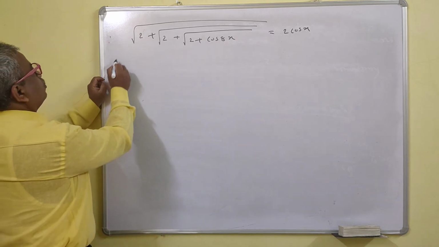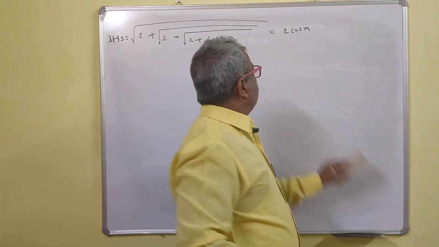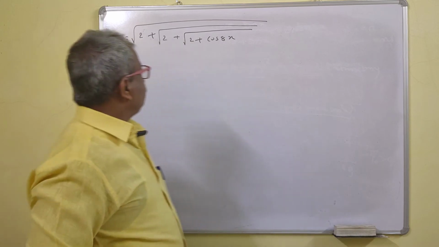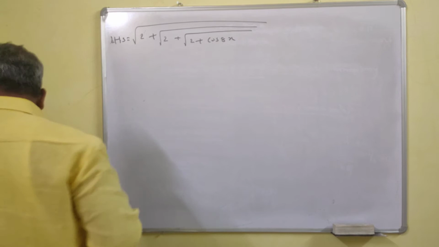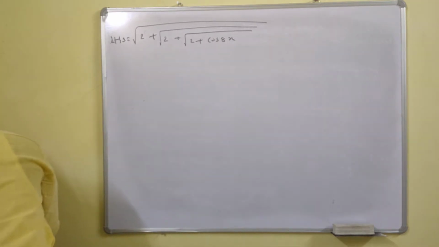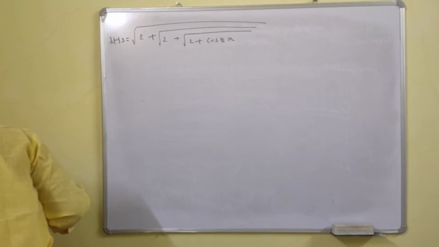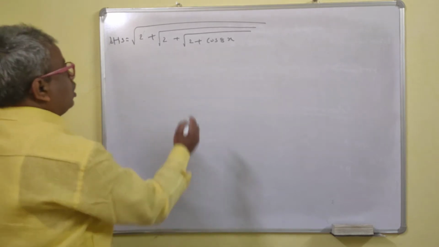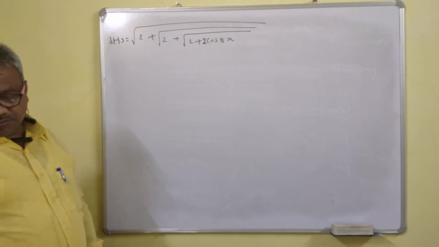Okay, so solution. So we'll take LHS. 2 plus, I think it will be 2 cos. Something is garbled. So here there should be 2 now. There is a printing mistake in the book. Here there should be 2 now.